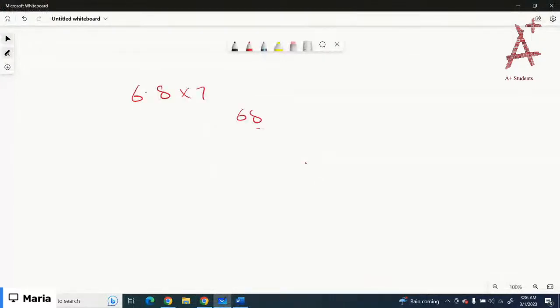Just multiply without decimal. So it would be 7 times 8 is 56. 6 and 5 carry. 7 times 6 is 42 and 5 is 47. You have to move the decimal point one place left. So it would be 47.6. Got it? The correct option is 47.6.